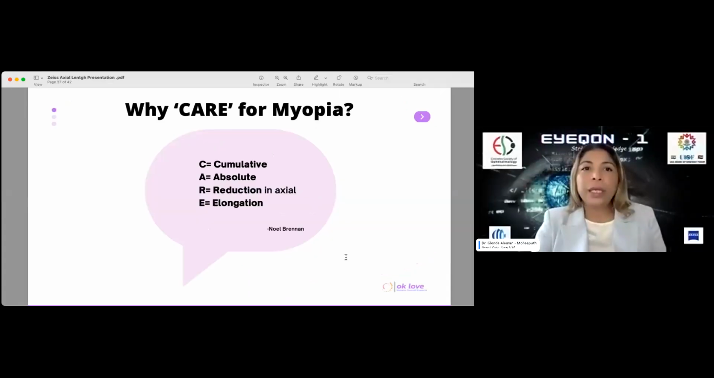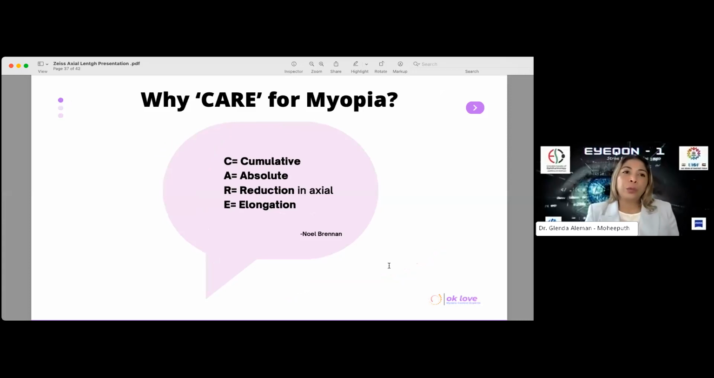So when we're looking at studies as clinicians, we always want to validate our sources and practice evidence-based myopia management. It's also important that when we're looking at these studies on axial length, we consider why we care for myopia. This is a paper that I highly recommend if you like to look at studies, because it's showing you how to analyze the axial length.